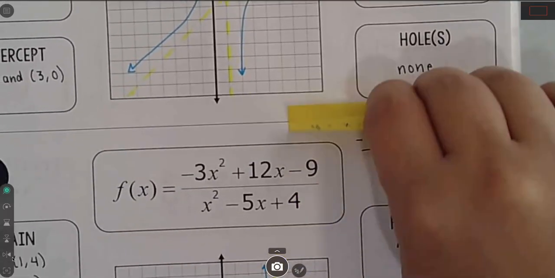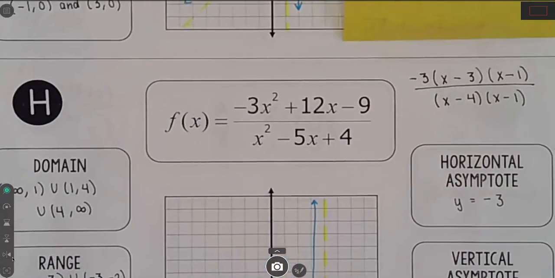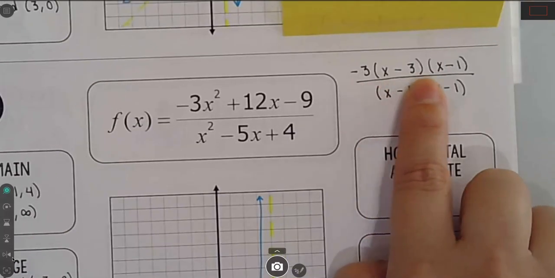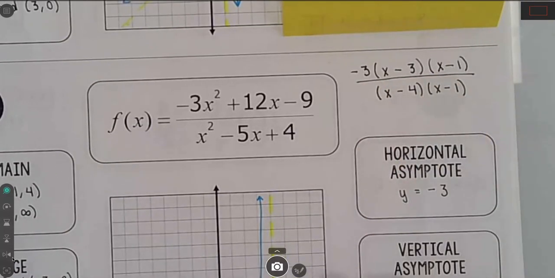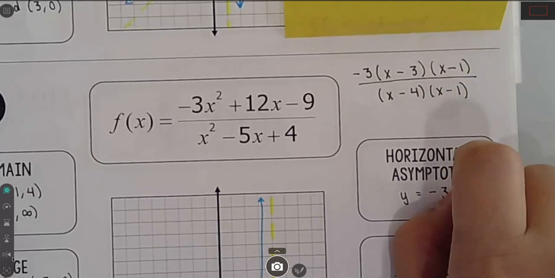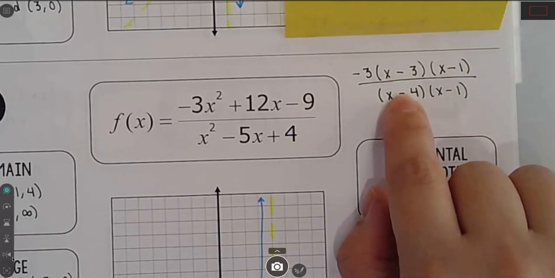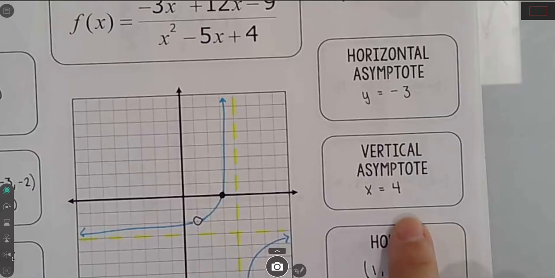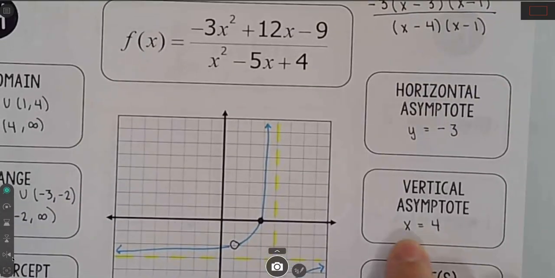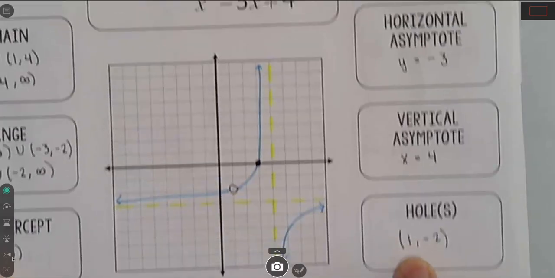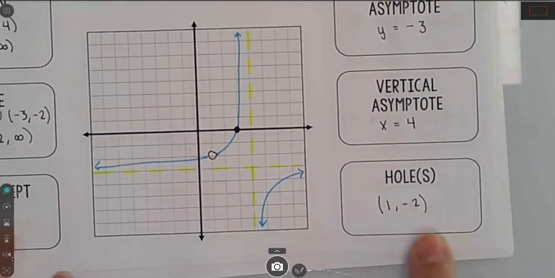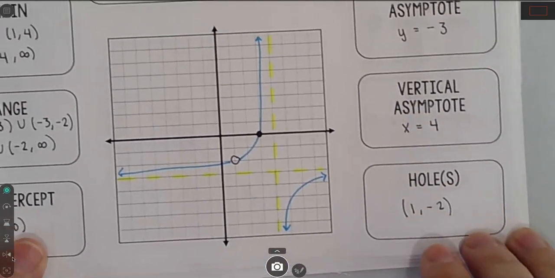All right, and finally, problem H. We have f of x equals (negative 3x squared plus 12x minus 9) over (x squared minus 5x plus 4). The numerator factors to this, the denominator factors to this. Looks like we have a hole at x equals 1, a vertical asymptote at x equals 4, and a 0 at x equals 3. So the horizontal asymptote is y equals negative 3, the vertical asymptote is x equals 4. Again, there's a hole at 1, and if you plug 1 in here, after canceling out the x minus 1, you'll get negative 2. So the hole is at 1, negative 2.